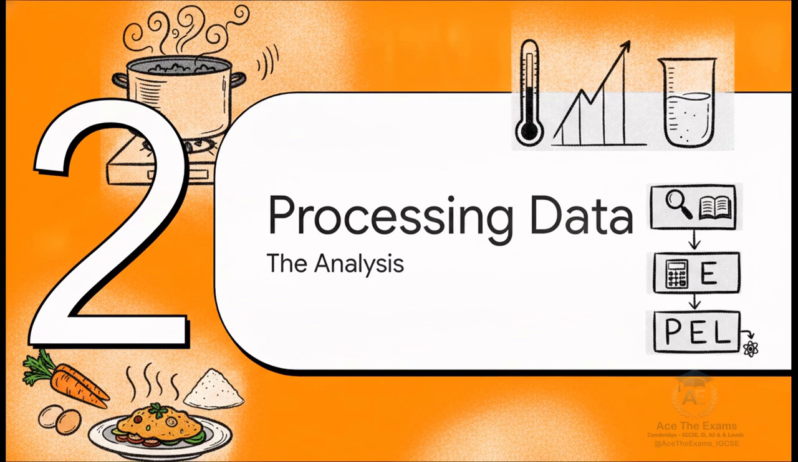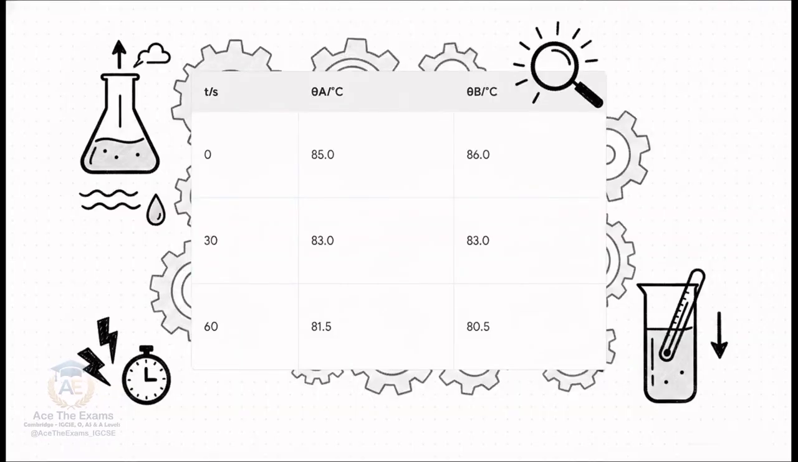Moving right along to part 2, the analysis, processing data. Okay, let's move to the next crucial phase. What exactly to do once you actually have your raw data? You've gathered your ingredients, now it's time to cook. This is where we bring in the analysis, and honestly, this is where Alex usually struggles.